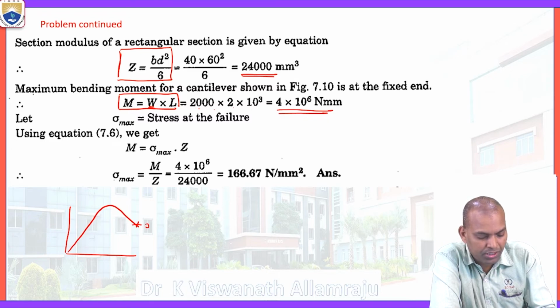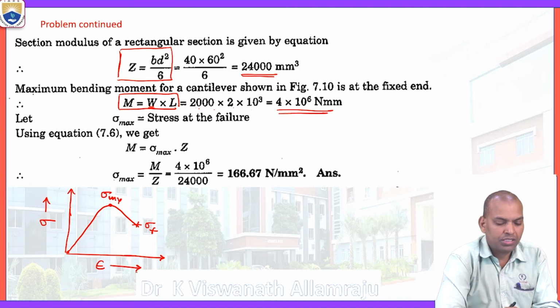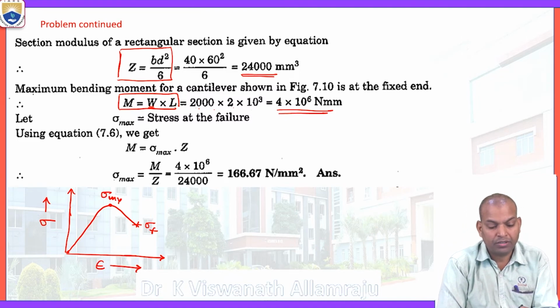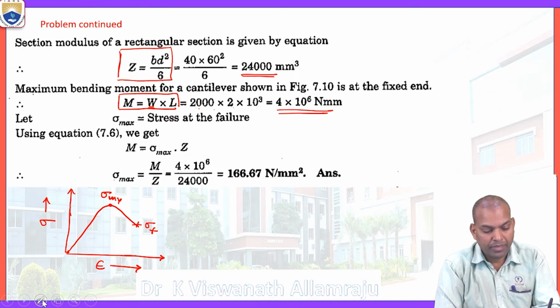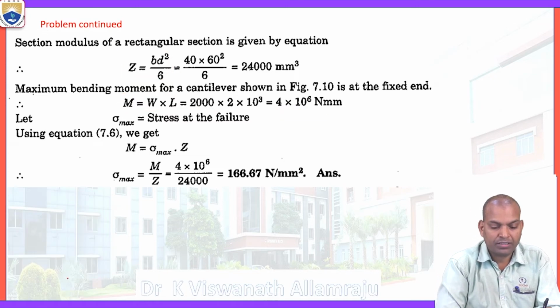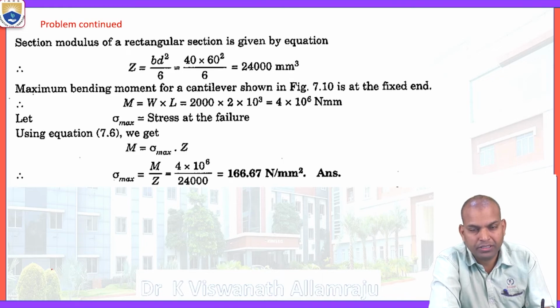This is the failure stress, sigma F. The maximum stress is called the ultimate tensile stress. In the case of a stress strain diagram, there is a maximum and a failure point, but here the maximum stress, sigma maximum, is the stress at the failure.